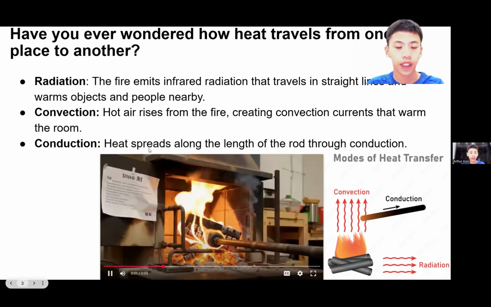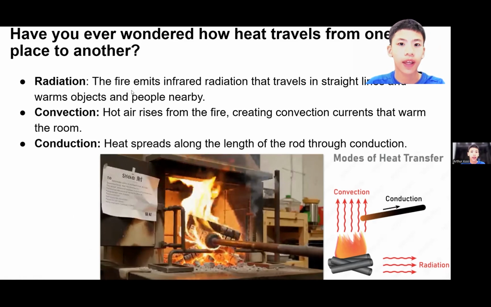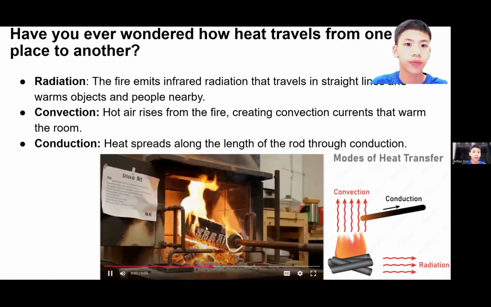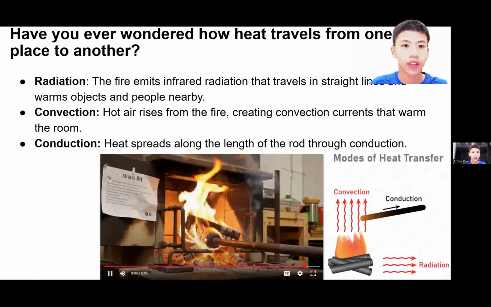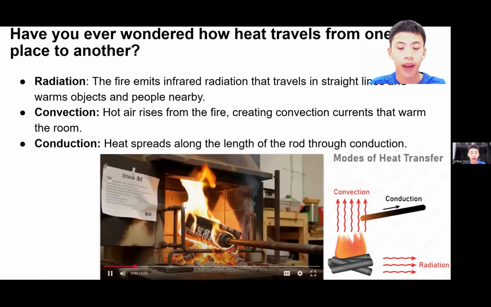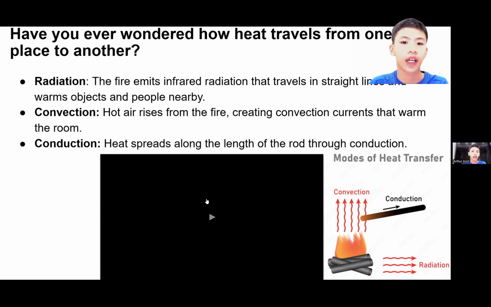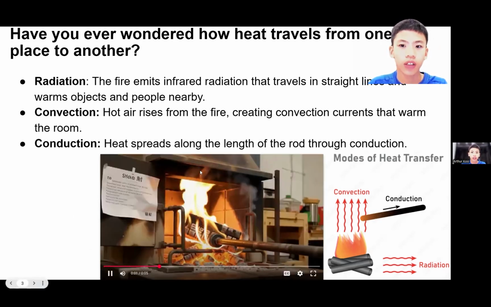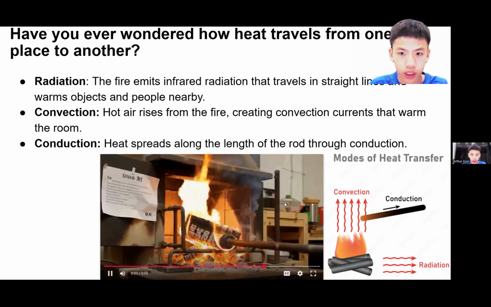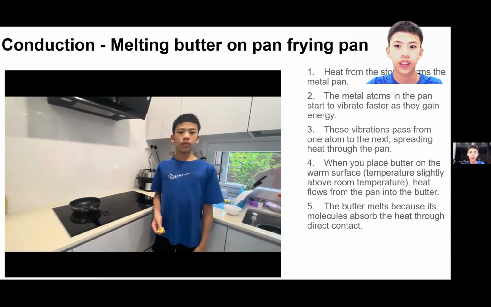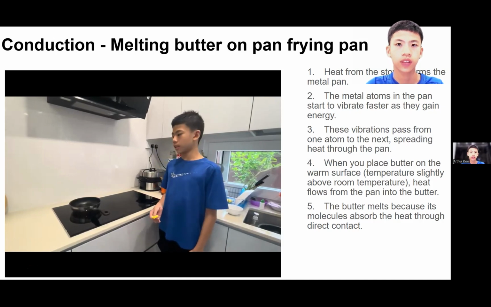As you can see from the video, radiation takes place as the fire emits infrared radiation that travels in straight lines and warms objects and people nearby. Convection also takes place here as hot air rises from the fire, creating convection currents that warm the room. Conduction takes place as heat spreads along the length of the rod. It is when heat or energy from a heat source is transferred through a material without the movement of the material itself.